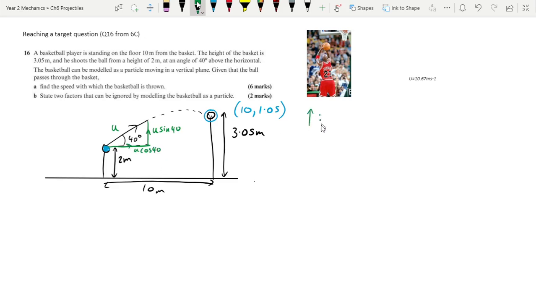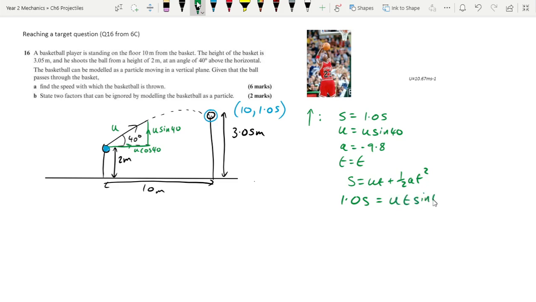Let's deal with vertical first of all. So vertically, we want to get to a displacement of 1.05 above where it started. u is u sine 40, a is minus 9.8, and t, we don't know what t is. We can just do it in terms of t. So we could now use s equals ut plus half at squared to describe this path, or 1.05 equals ut sine 40 and then minus 4.9 t squared. Okay, that's basically an equation for the trajectory of this ball vertically.